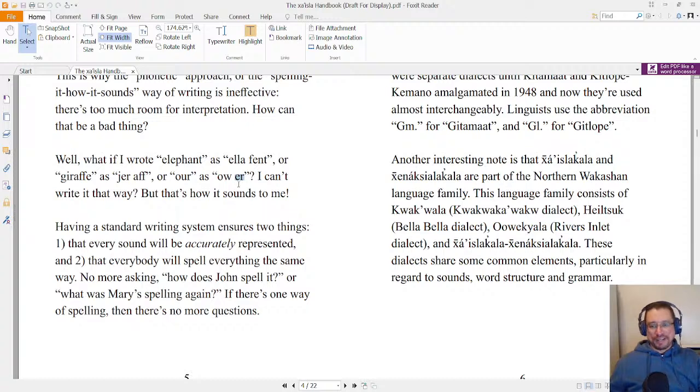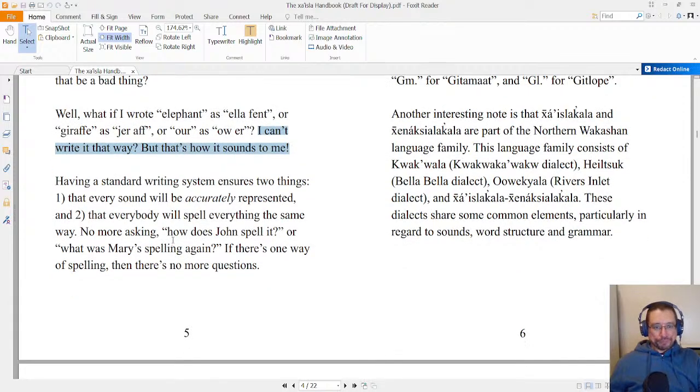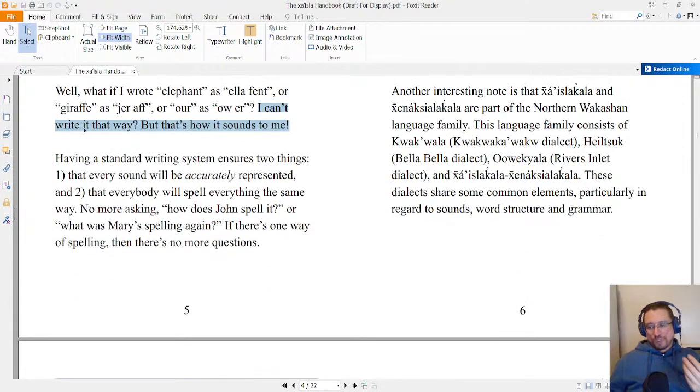Can you imagine how difficult that would be to read if everything was written like this? I can't write it that way, but that's how it sounds to me. So different words might sound differently to other people, especially to beginners.